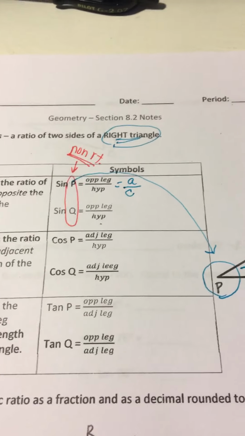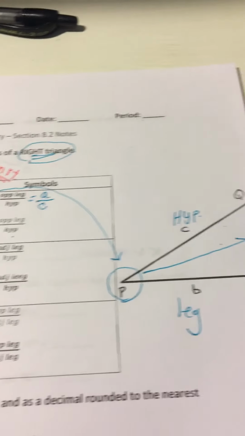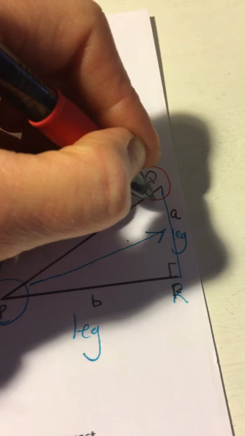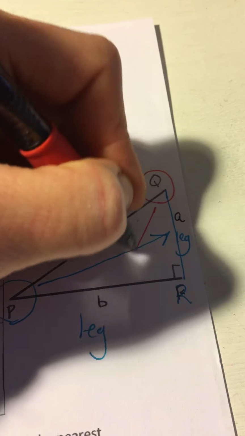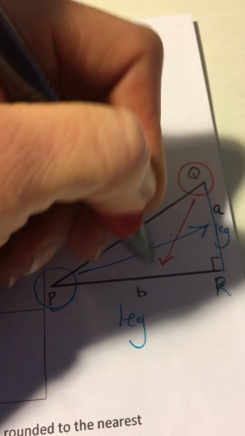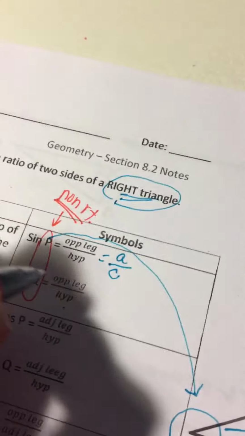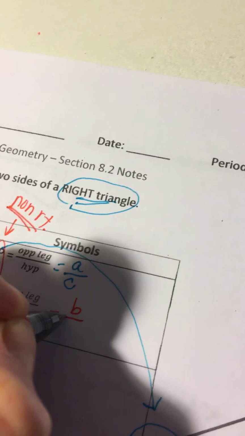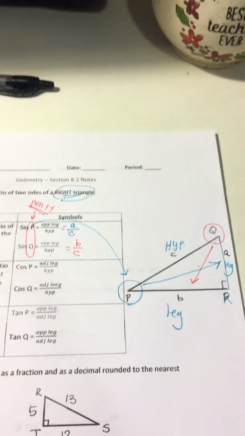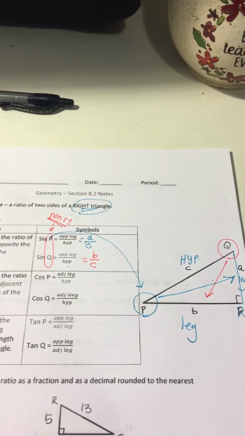The sine of angle Q, now Q is a different reference angle. It's up here. We have angle Q, and it's going to be the leg opposite angle Q, which notice is different than the leg opposite angle P. So we have B over the hypotenuse, which in this case is still C.